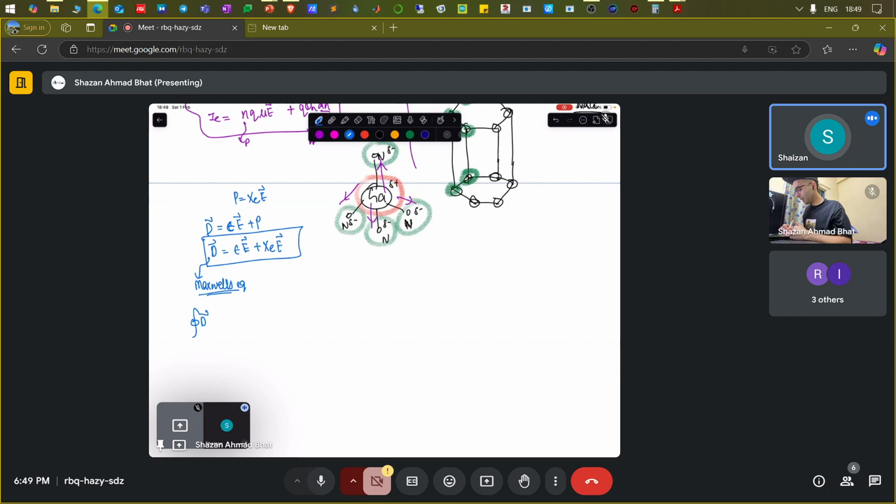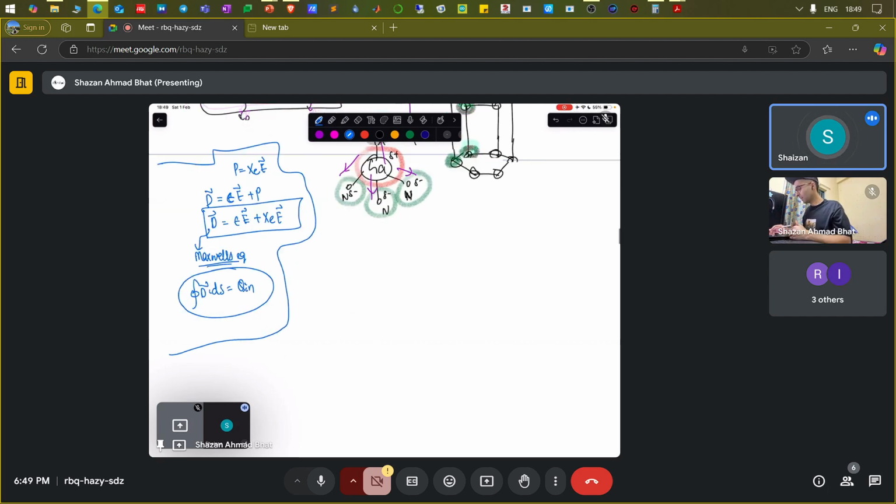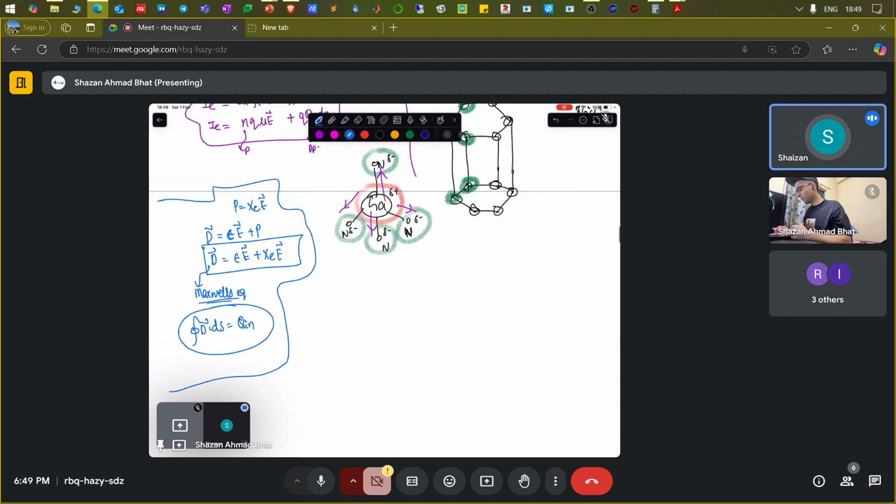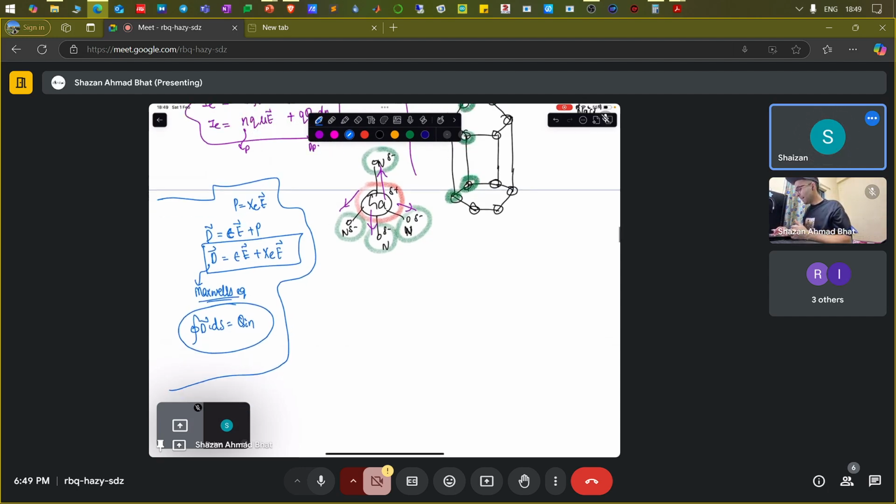Basically, the integral of D dot dS is equivalent to the charge inside. This is the basic Maxwell equation you might be knowing. This is also Gauss's law. So the charge inside is the surface integral of this electric displacement vector. And the direction of the polarization will be opposite to that of this, so you have to consider the direction as this.